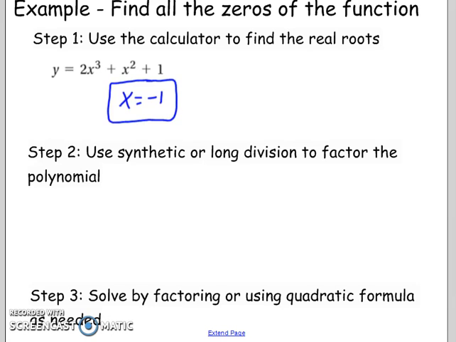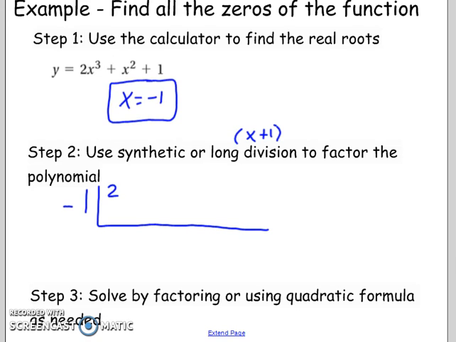If you want to do long division with this, you need to change your sign. So if you have x equals -1, if you're using long division, you need to use x plus 1 on the outside. So it's always going to be the opposite. I'm going to do synthetic here with negative 1.